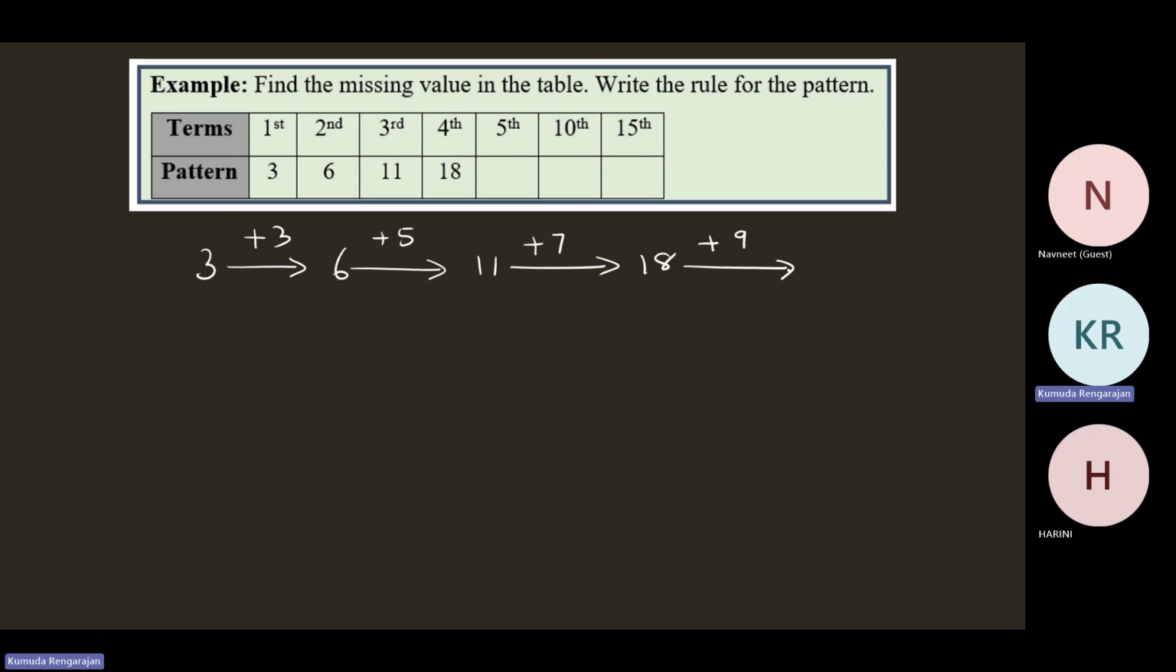The fifth term will be 27. 18 plus 9 is 27. 3 becomes 6. How? 3 plus 3 is 6. 6 becomes 11. 6 plus 5 is 11. 11 becomes 18. 11 plus 7 is 18. So going by this pattern, plus 3, plus 5, plus 7, odd numbers. So plus 9, 27. So the fifth term is 27.